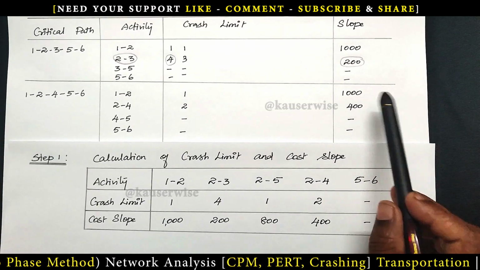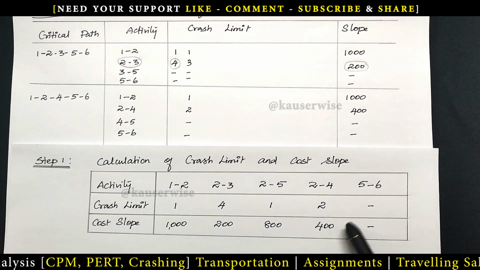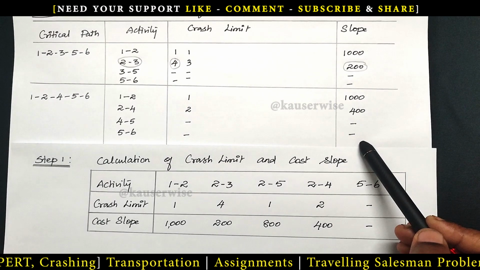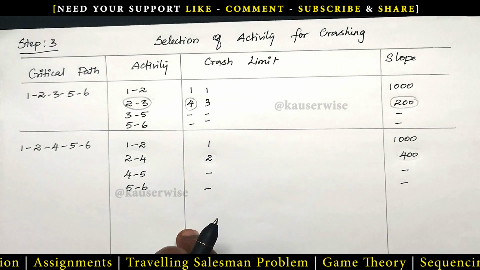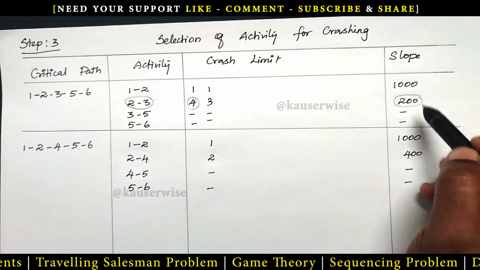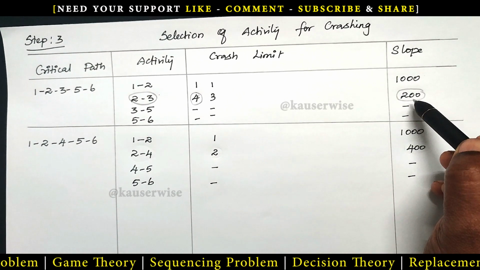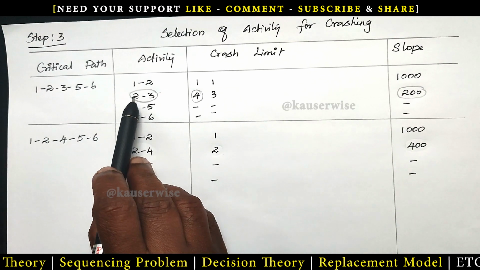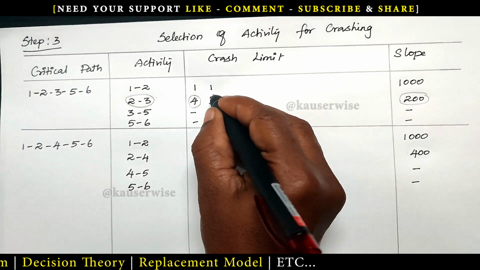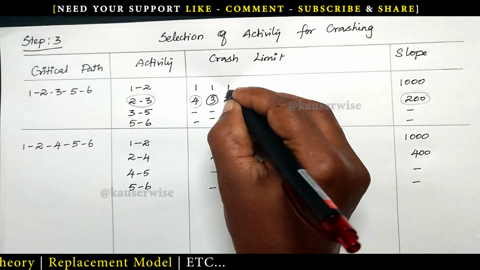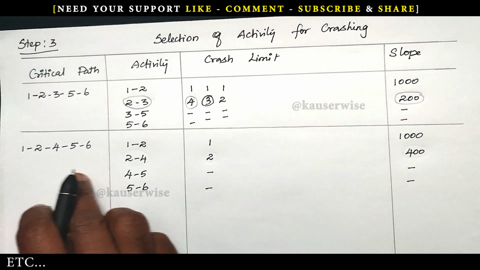Now record the slope also, that is the cost slope. How much for the first activity? 1, 2 is 1000. 2, 4 is 400. For the other two activities, dash. That's all. Now we are going to crash the activity from the critical paths. For that, we need to select the minimum cost slope from each critical path separately. In the first critical path, the minimum cost is 200 again. Which activity? 2 to 3. The crash limit is 3 days. If I reduce 1 day, it will become 2 days.